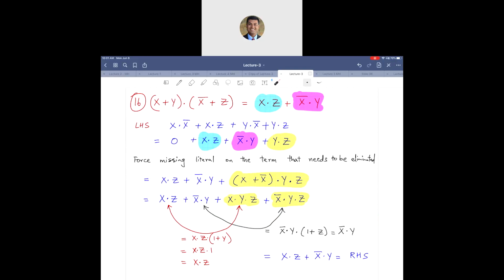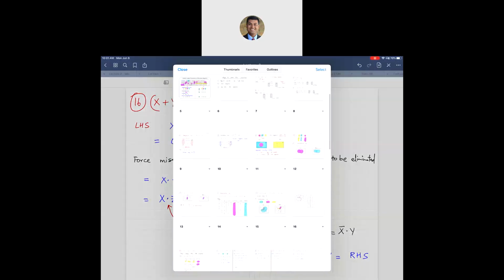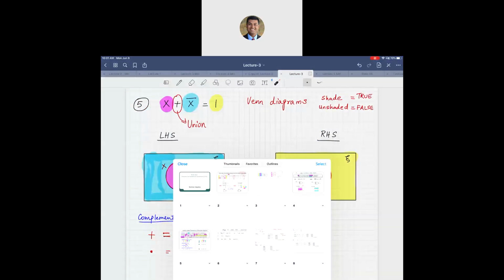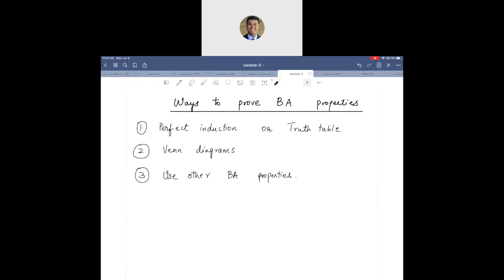And in all of this, my goal was, if I go back all the way, for you to be very comfortable with these three skills: perfect induction or the truth table method, the use of Venn diagrams, and the use of other Boolean properties to prove other Boolean properties.